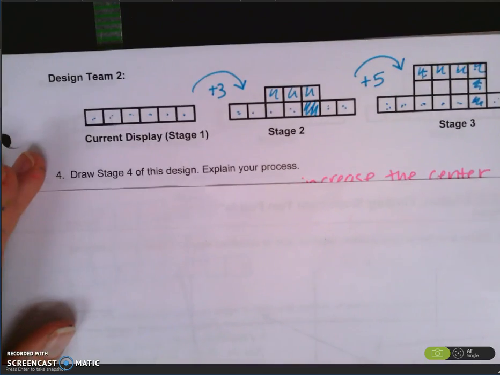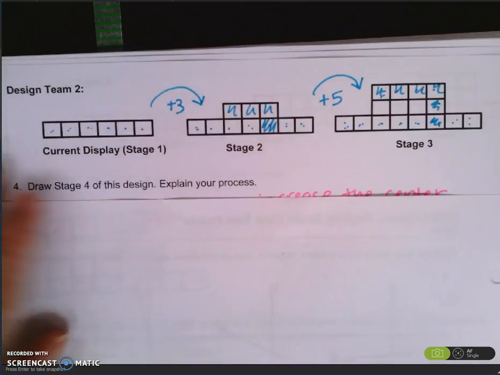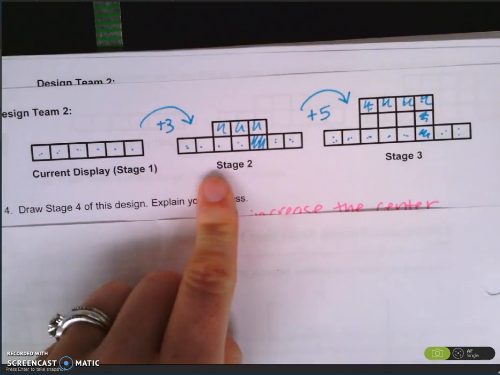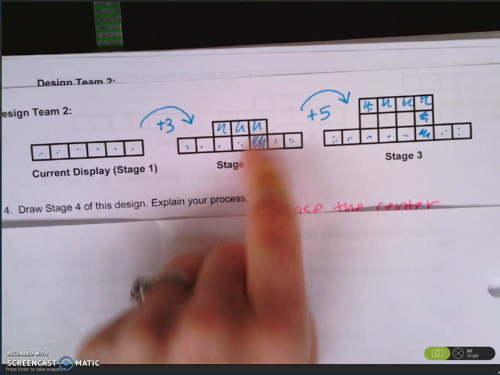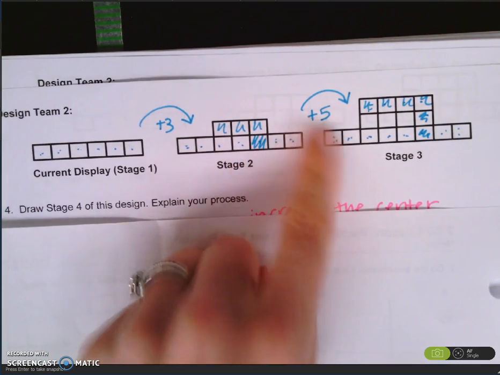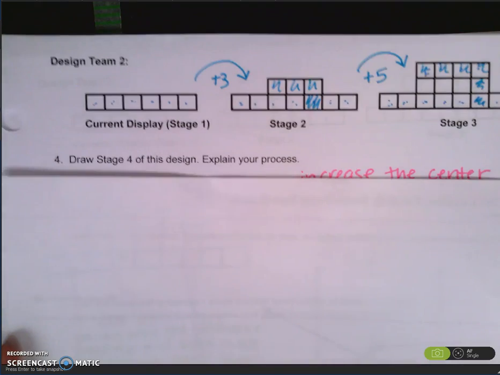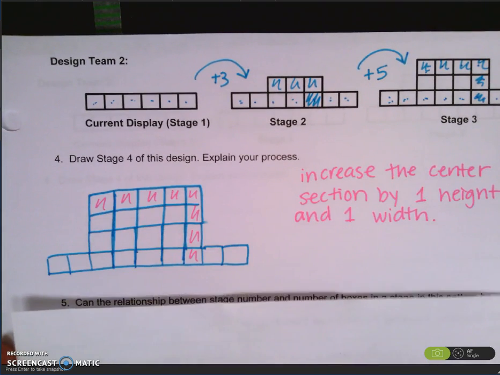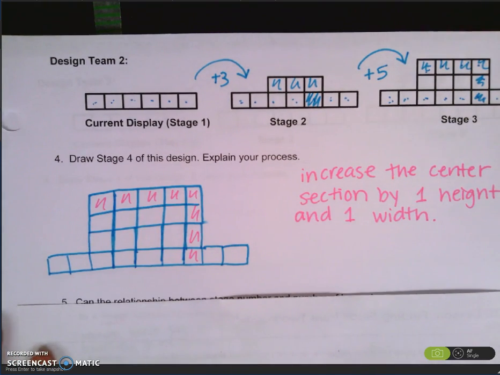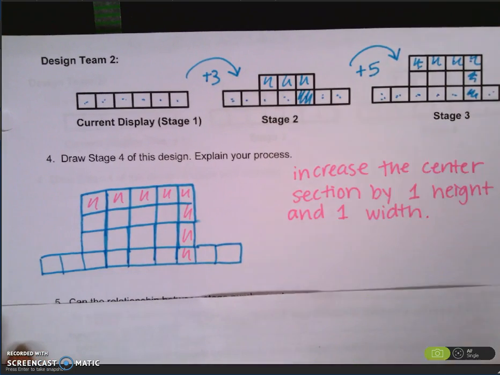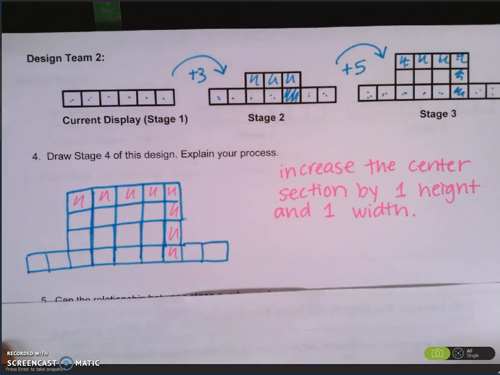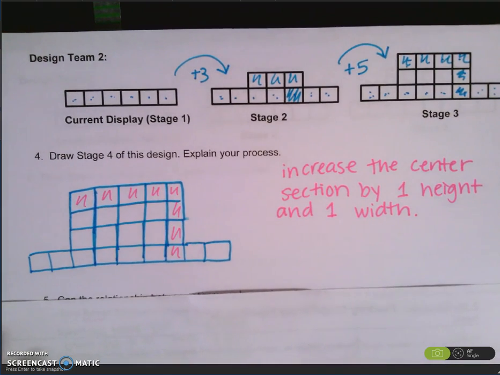Okay, let's look at Stage 4 of your design. Notice from Stage 1 to 2, 3 blocks were added. From 2 to 3, 5 blocks were added. What happens with Stage 4? We increased the center section by 1 height and 1 width in dimension. Notice this isn't growing in just one direction like design team 1 was.